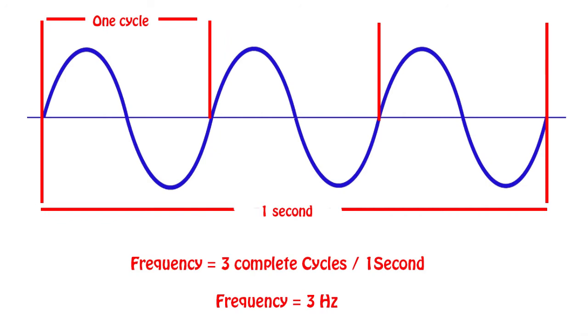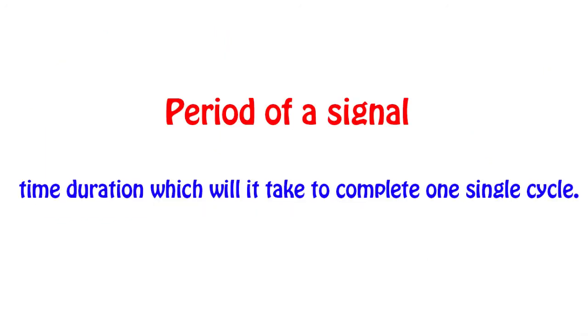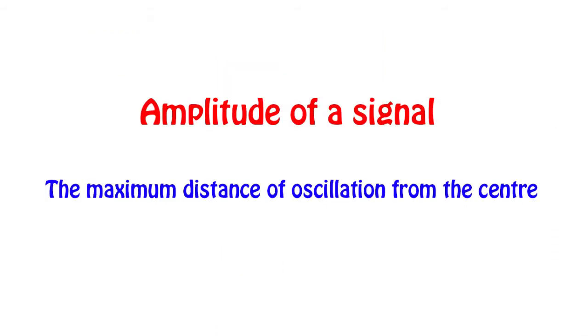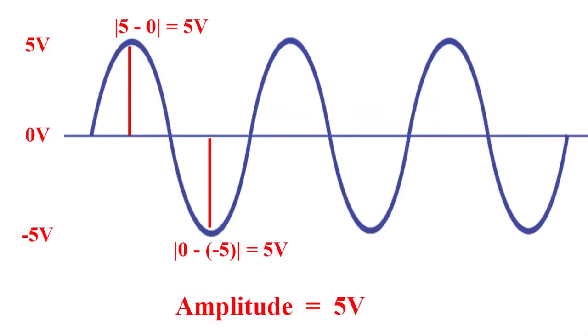So, let's see, what is period? Period of a signal is the time duration it takes to complete one single cycle. Also, you can find the time period by taking the reciprocal of frequency if the frequency is given in hertz. Next term is amplitude. Amplitude of a signal is the maximum distance of oscillation from the center, or in digital signals, the maximum voltage from the zero level.